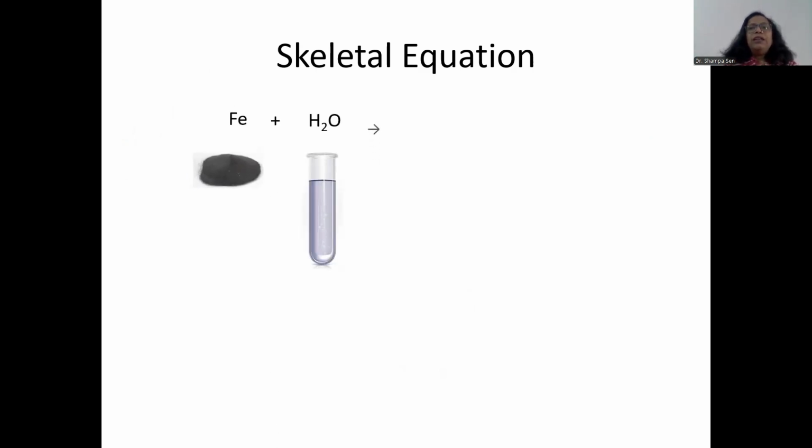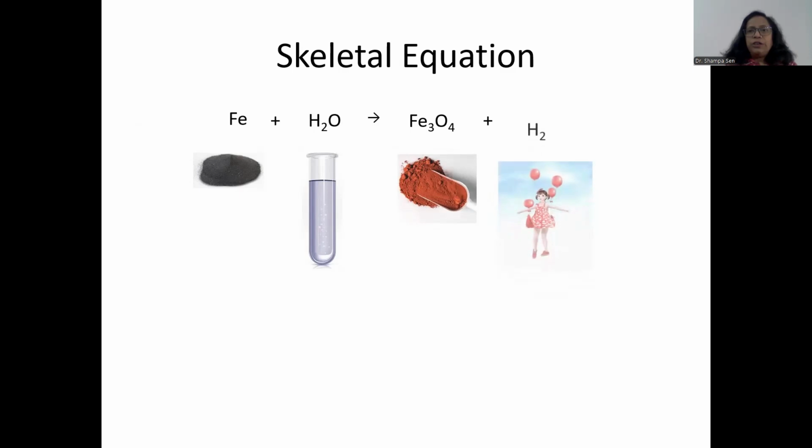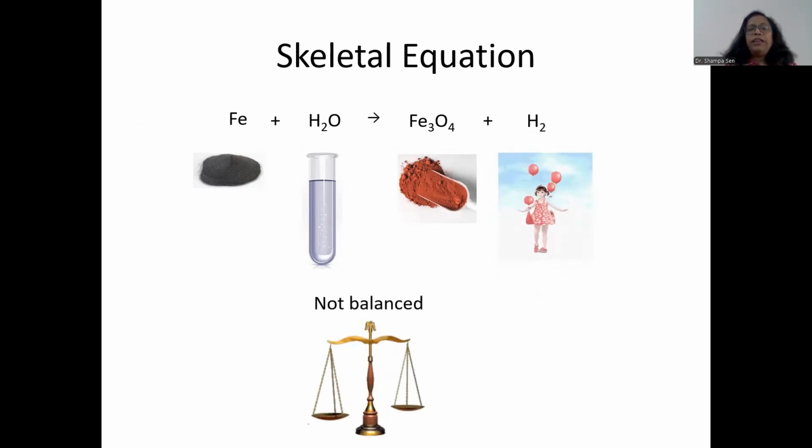Then equations are called skeletal equations when they are not balanced. You see here iron plus water giving rise to iron oxide, or ferric oxide, plus hydrogen. It's not balanced. Why? One iron atom is on the left hand side and as product we are getting three iron atoms. Are those iron atoms created? Definitely not. Atoms can neither be created nor be destroyed. Similarly, one oxygen atom giving rise to four oxygen atoms, not possible, right?